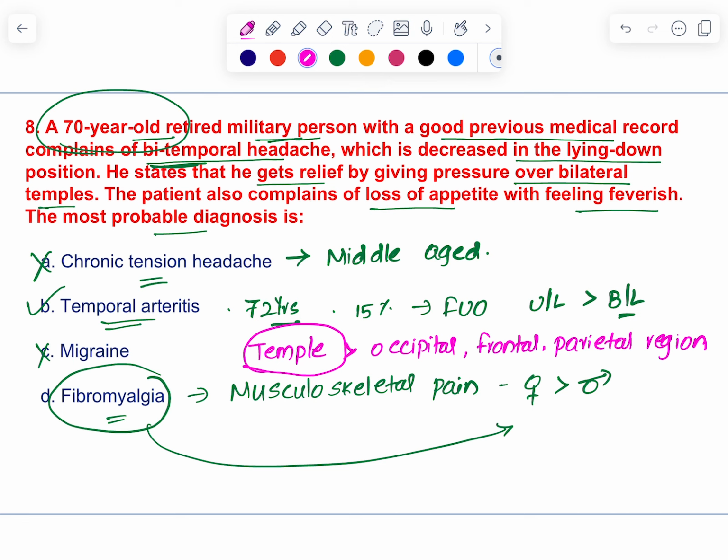Okay. And chronic tension headache, as I have said, the age of the individual is not matching. And even in case of tension type of headache, there is a diagnostic criteria. There are 4 important features in the tension headache. Out of 4, there should be at least 2. Let me show you that, and then we'll move on to the next question.